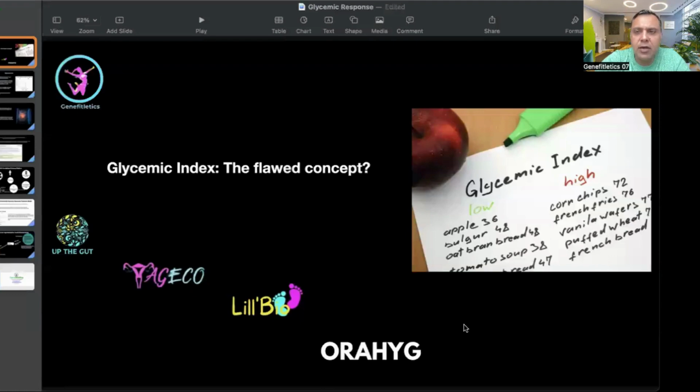Good morning, everyone. So today I'm going to discuss glycemic index, which is one of the hallmarks for tracking our blood sugar responses, and one of the biomarkers we consider when we are pre-diabetic or developing type 2 diabetes, right? So what exactly is glycemic index? Is it a flawed concept or is it the right biomarker? Let us decode that, right?